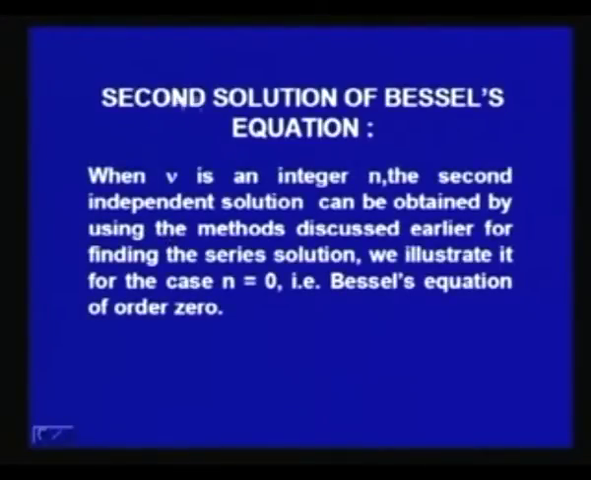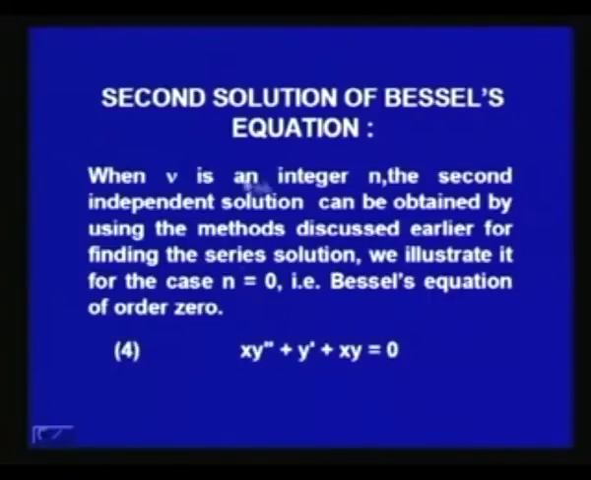Now, let us study the second solution of Bessel's equation. We had seen that when nu is an integer, the second solution of the Bessel's equation has to be obtained by the methods which we had discussed in the previous lecture. So, we will be illustrating how to find the second solution of the Bessel's equation for the case nu equal to 0. For the other integral values of nu, the second solution of the Bessel's equation can be obtained similarly.